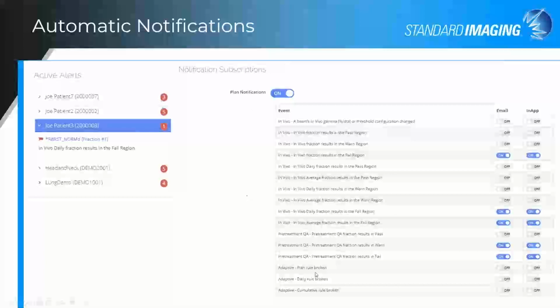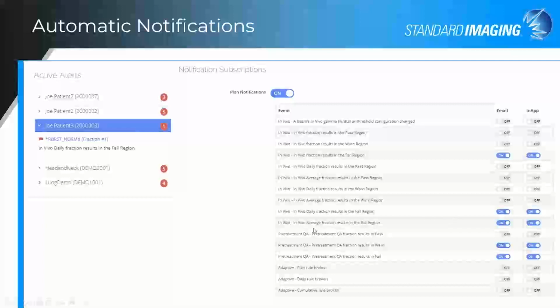Others choose to use our notifications, where you can subscribe to any events that you want. And you can see this is just for the plans. There's actually a ton of notifications that you could subscribe to outside of plans. But let's just talk about the clinical aspect of this. In this example, I've turned on that I want an email if a fraction result fails. So every time I get any fraction result for a patient, it's going to send me an email. I can get an INVIVO fraction result in the fail region.